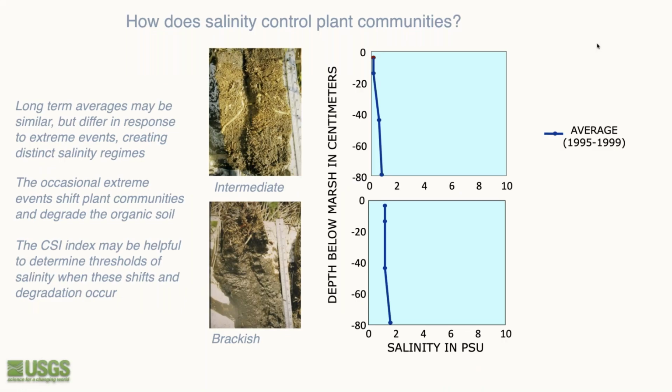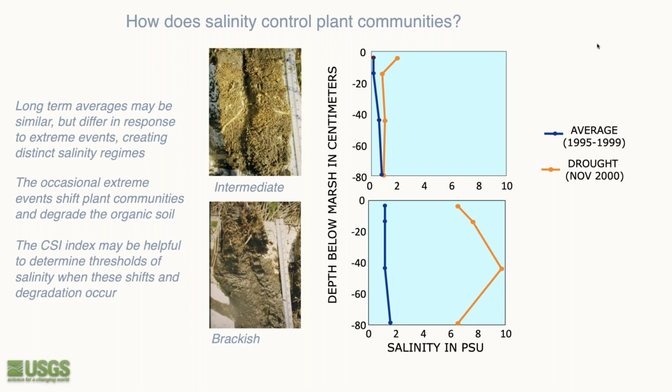So the reason to want to understand this is because the soils are affected by the type of plants that are out there. And in this one example, we have soils, and the two soils are really different. But if you look at long-term averages, the salinities in the soil are quite similar. Next.